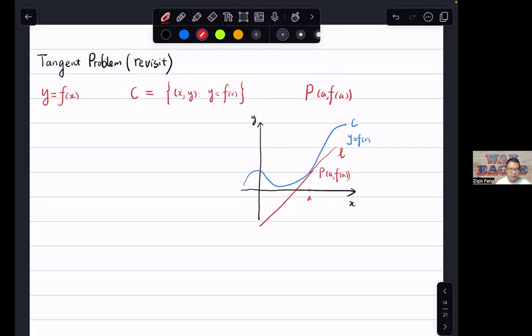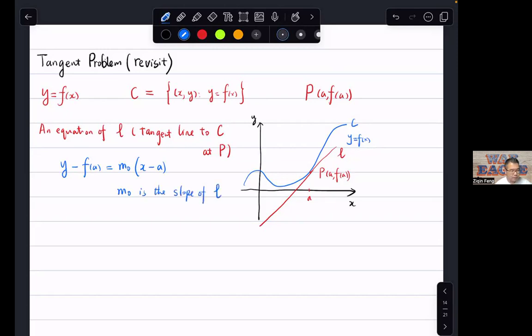How do we do that? So we say that the equation of L, which is the tangent line to C at P, is given by, we can use the point slope form, y minus f of a equal to, we can call the slope m0, m0 times x minus a here, where m0 is the slope of L.